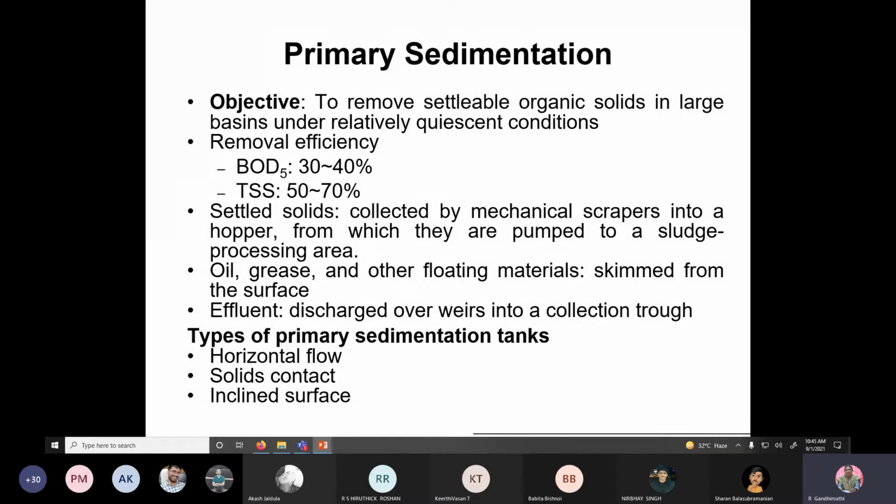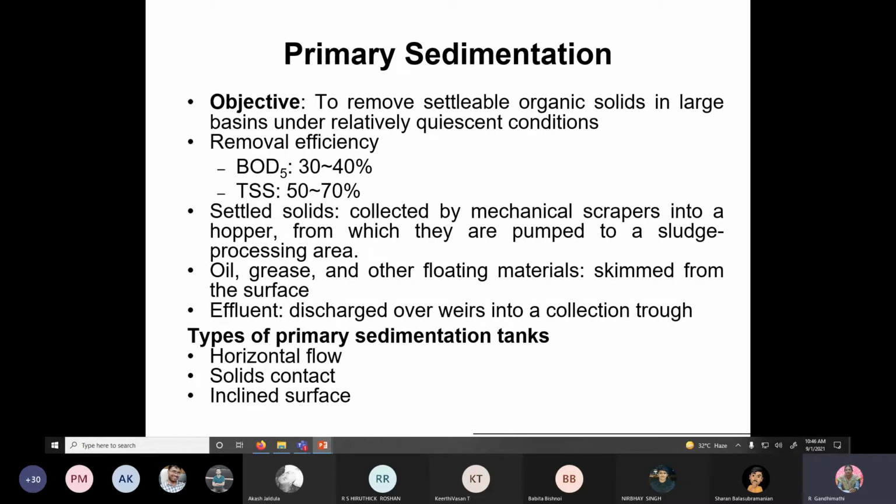Yesterday, we studied the design of the grit chamber. Then I will move to the primary sedimentation tank. The next unit operation is the primary sedimentation tank. Here also, the principle is similar to that of the grit chamber. Here we are detaining the wastewater for a certain duration, maybe 1.5 to 2.5 hours.